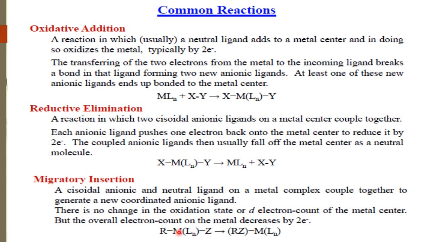And here, there is no withdrawing of electron density from the metal atom or donating of electron density to the metal atom, and the metal oxidation state will remain the same. There is no change in the oxidation state or d electron count of the metal center, but the overall electron count on the metal decreases by 2 electrons. Why? Because that will be pulling the electron density for the bonding. So one ligand and another ligand couple together, and then insertion takes place as a new ligand to the metal atom.